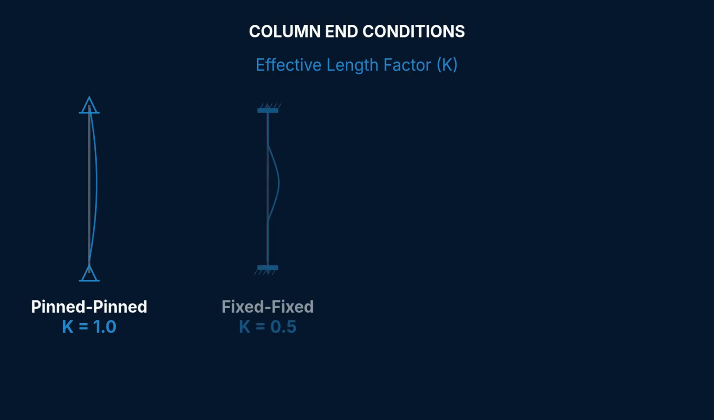Next, we have effective length in millimeters or inches, followed by radius of gyration, also in millimeters or inches. The slenderness ratio field appears as dimensionless. You'll enter the actual length, then select your end condition from the dropdown.